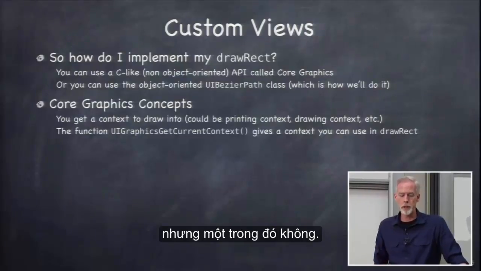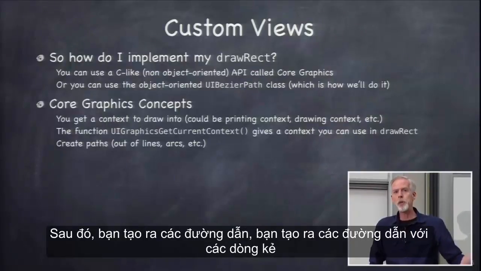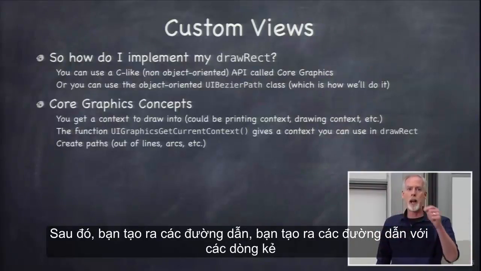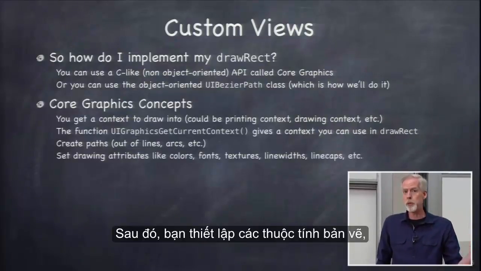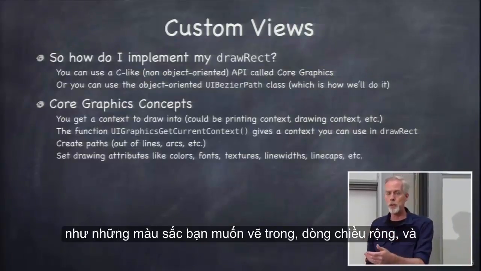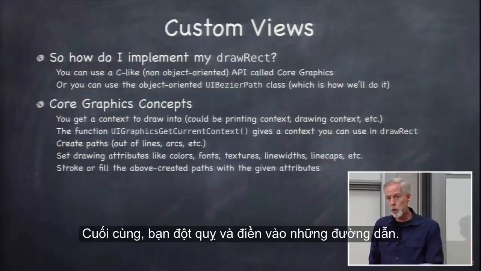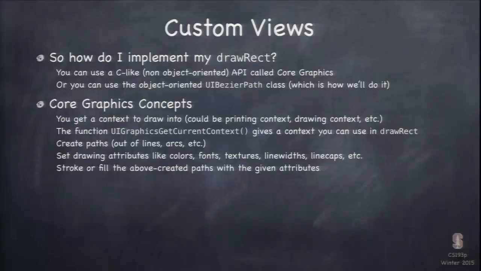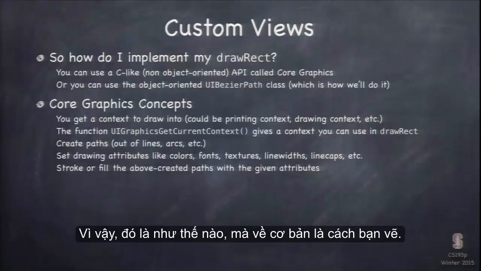But that one does. So the first thing you need is a context, automatically set up for you when drawRect is called. Then you create paths, with lines and arcs and things like that. Then you set the drawing attributes, like the colors you want to draw in, the line widths, things like that. And finally, you stroke and fill those paths. You can do either or both, stroking and filling. So that is fundamentally how you draw.